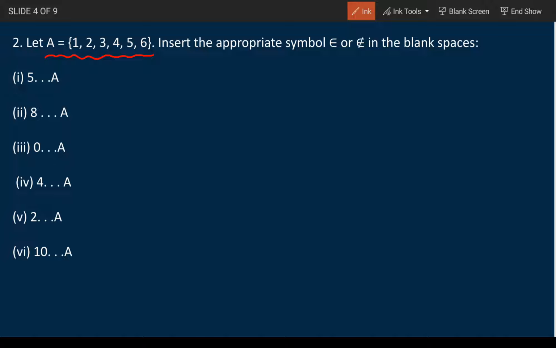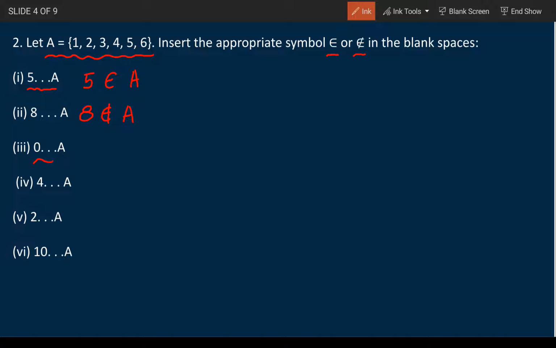Insert the appropriate symbol, belongs to or does not belong to, in the bracket space. So we only have to determine whether the given numbers belong to A or do not belong to A. Here you can see that the first question is 5. We can see that 5 belongs to A, so we can write that 5 belongs to A. 8: we see that 8 does not belong to A, so we can write that 8 does not belong to A.